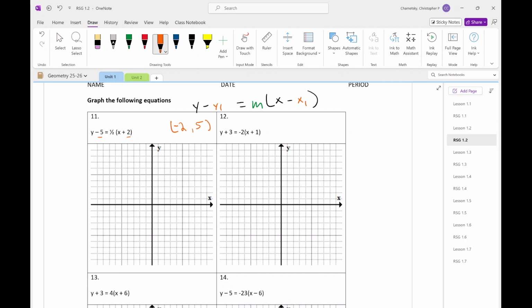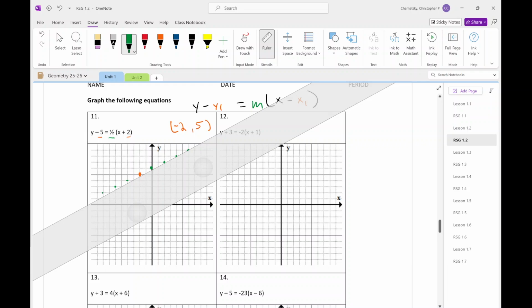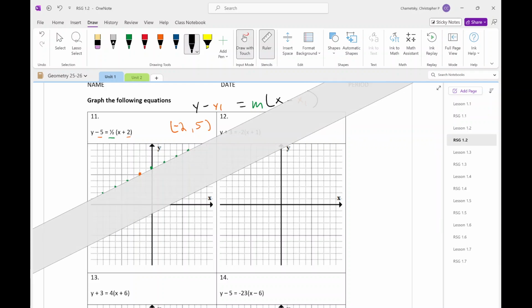Okay, so we'll plot that point, -2, 5, right there. And then we use our slope. So there's our slope of 1/2, so up 1, over 2. Just get enough points. Put our straight edge down and graph that line. Okay.